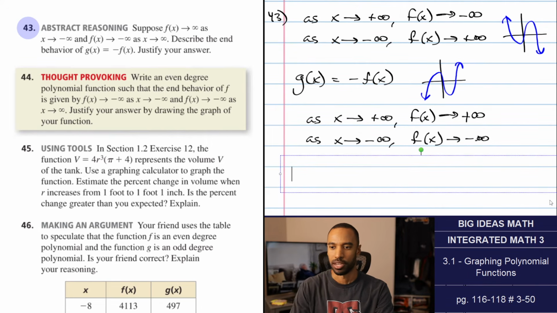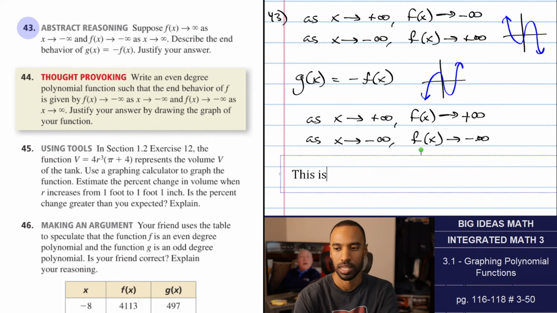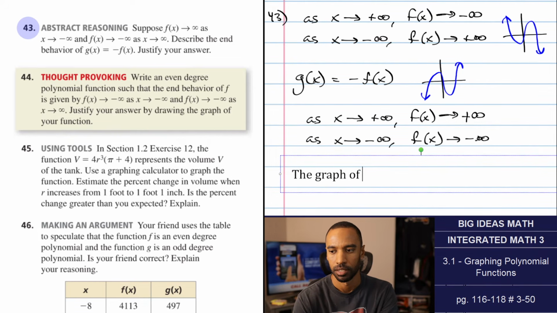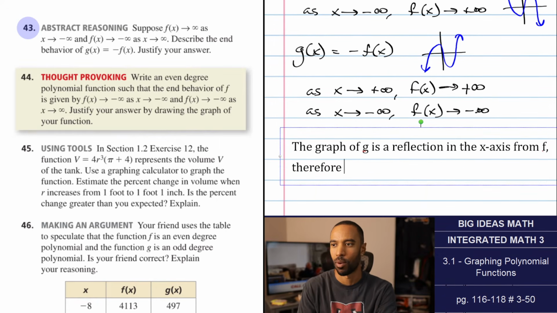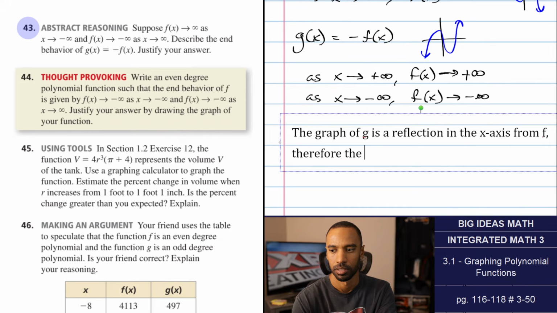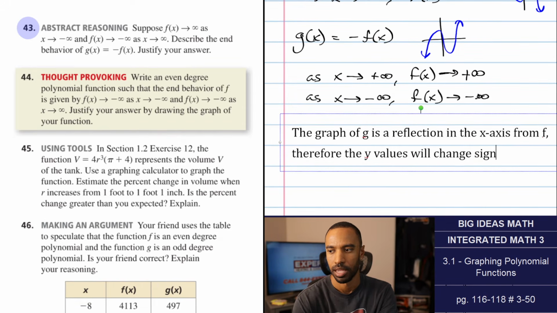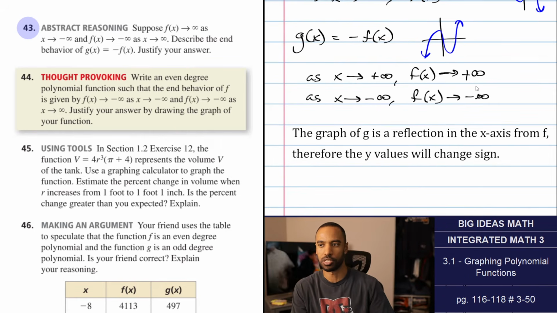So your y values change. The graph of g is a reflection in the x-axis from f. Therefore, the y values will change sign. If they change sign, then f of x changes end behavior.